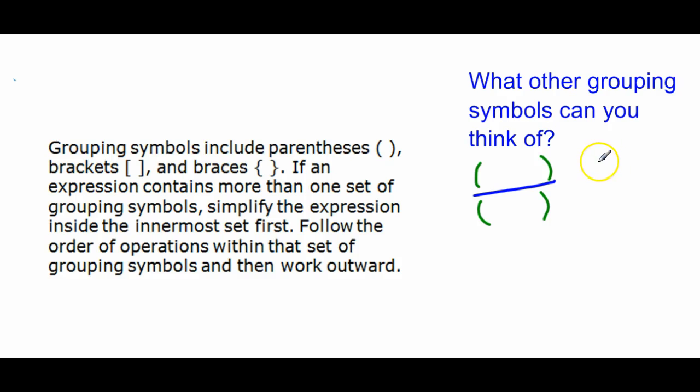Another grouping symbol that you might not know is your absolute value. Not only does it group whatever's inside there and basically tell you, go ahead and do whatever's inside here first, then take the absolute value. That's its second function, to take the absolute value. And remember, absolute value is the distance from zero, so it's always got to be positive.